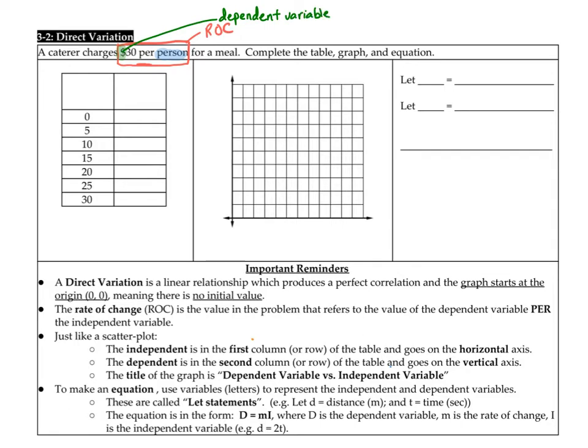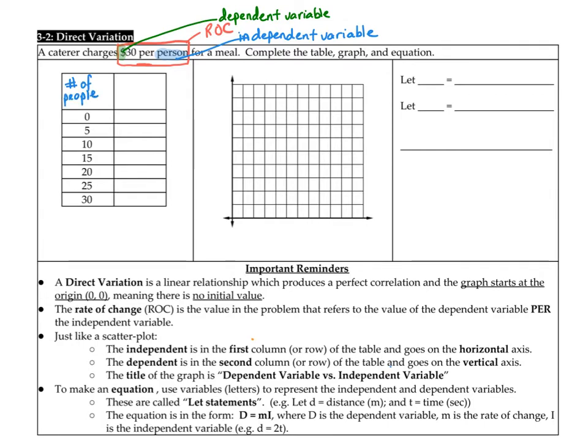And the number of people is your independent variable. So the amount of money depends on the number of people. The independent variable goes in the first column of the table. So this would be number of people.